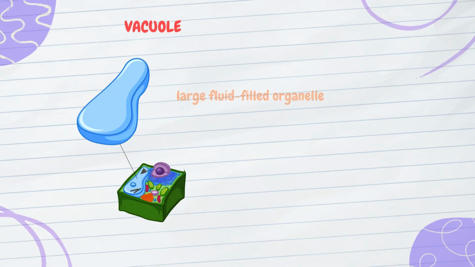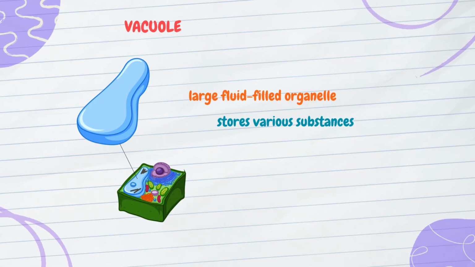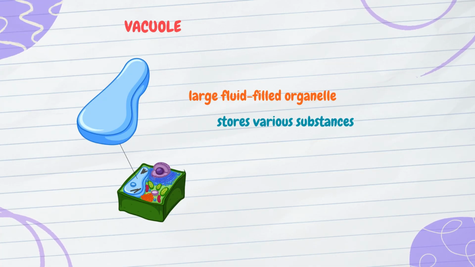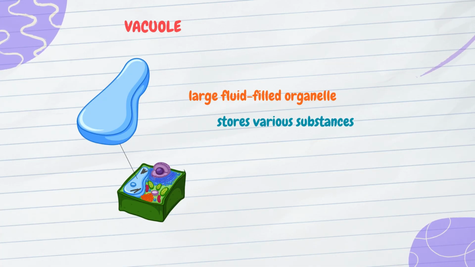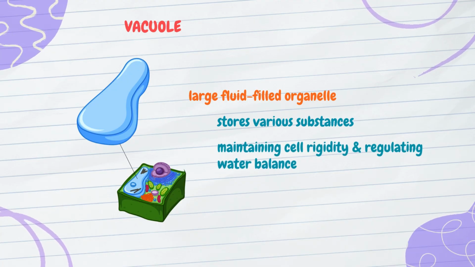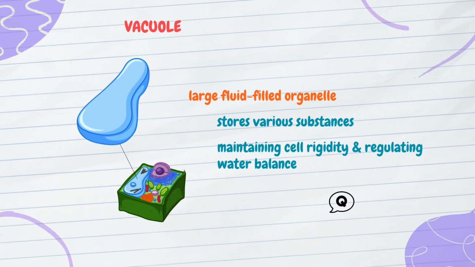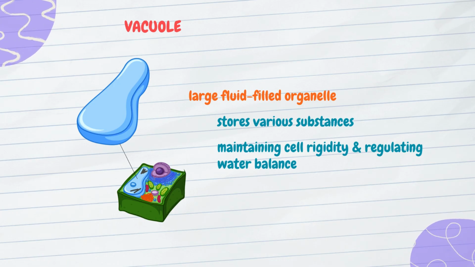Finally, the vacuole. The vacuole is a large fluid-filled organelle found in plant cells. It stores various substances such as water, nutrients, and waste materials. Additionally, the vacuole contributes to maintaining cell rigidity and regulating water balance within the cell. Challenge 11. If a plant's vacuole suddenly emptied, how would it affect the plant's structure?